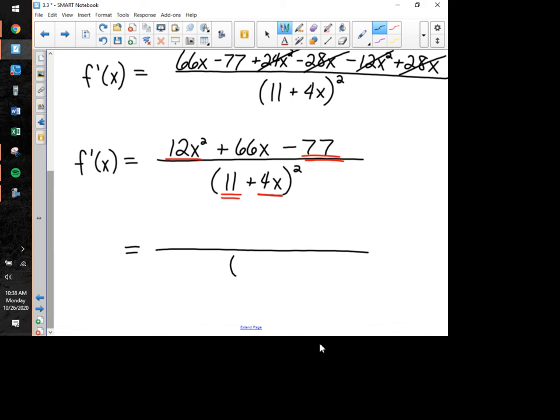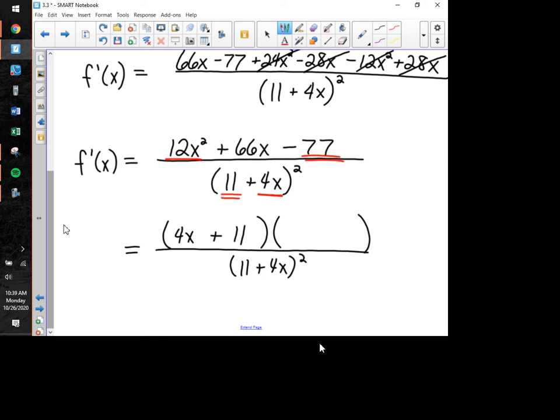I'm going to go ahead and leave the denominator, 11 plus 4x quantity squared. And my hypothesis might be that the numerator does factor and that 4x plus 11 is one of those factors. Now we're going to verify this. I'm not going to run with this assumption for too long, but let's see what happens now, guys, okay?